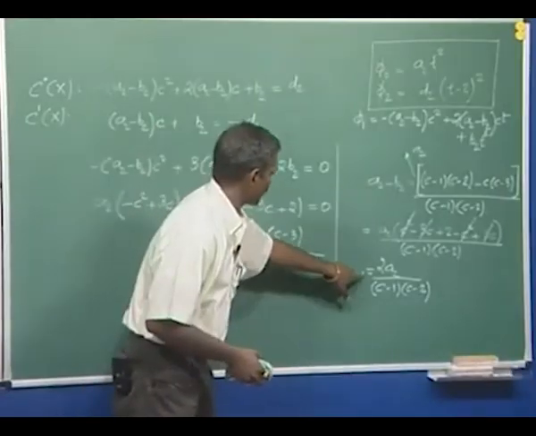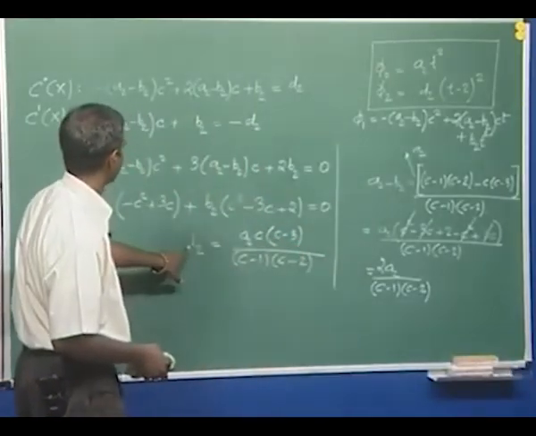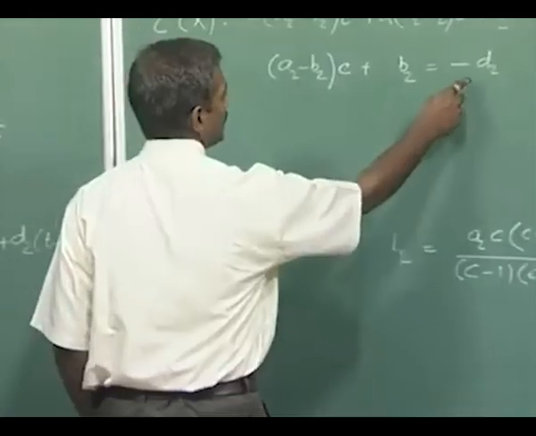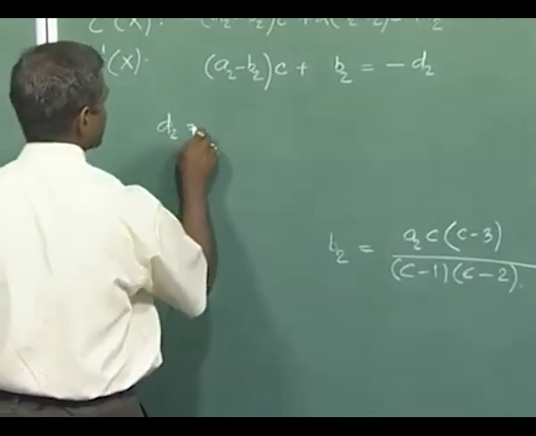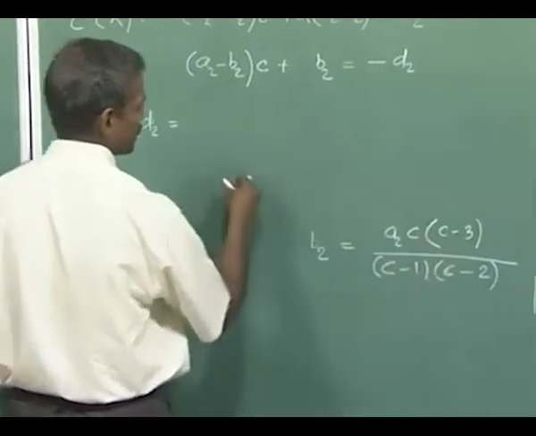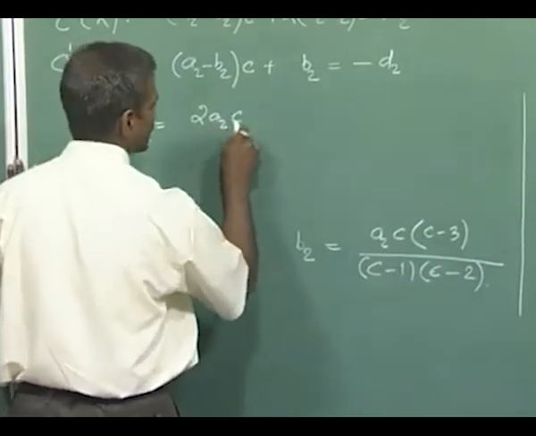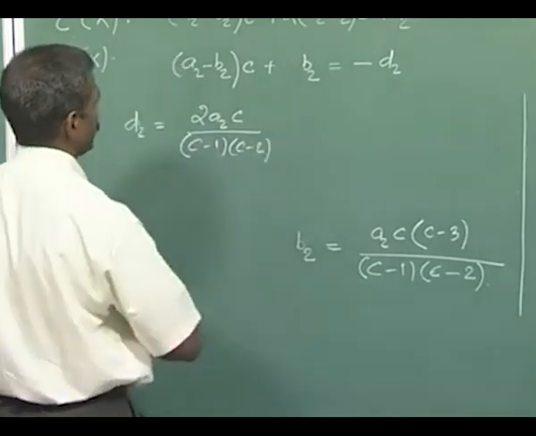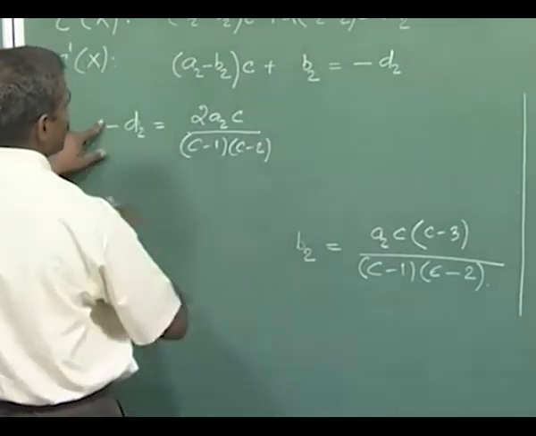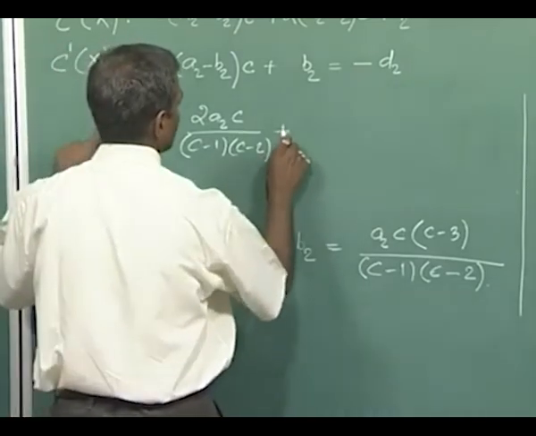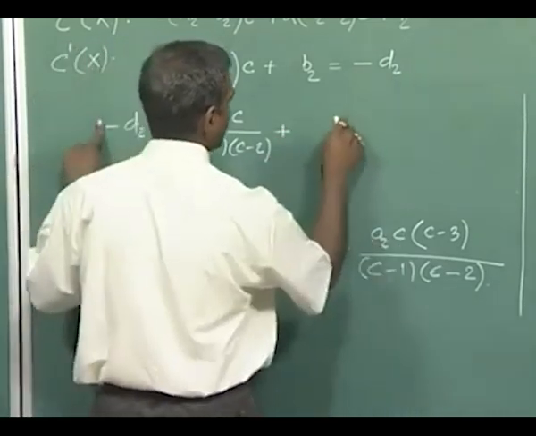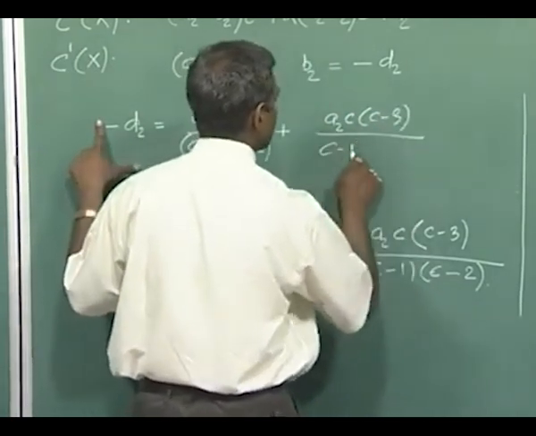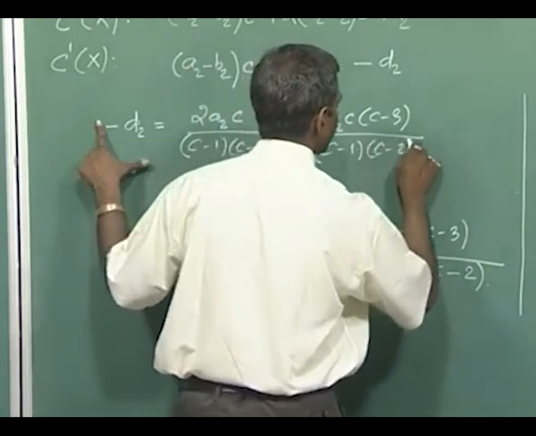I would need this result and this result to get D2. So now D2 equals A2 minus B2, which is 2 A2 times C over C minus 1 C minus 2. I'll have a minus sign here, plus B2, which is A2C times C minus 3 over C minus 1 C minus 2.